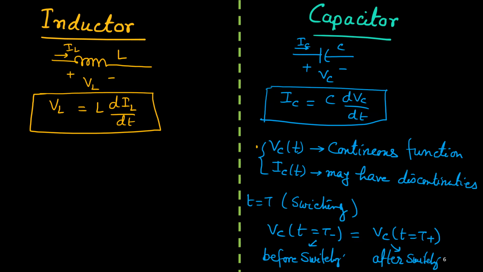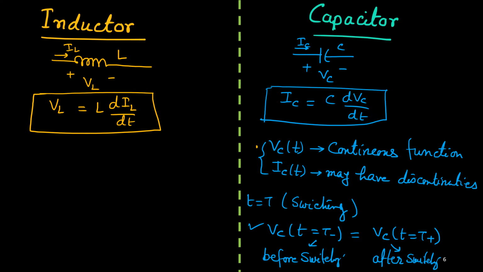But remember that IC can have certain changes, so this kind of rule will not hold for current. You can't say that IC at t equals T minus is the same as IC at t equals T plus. No, that is not valid. But VC at t equals T minus should be the same as VC at t equals T plus. For this reason we can use it for switching purposes.